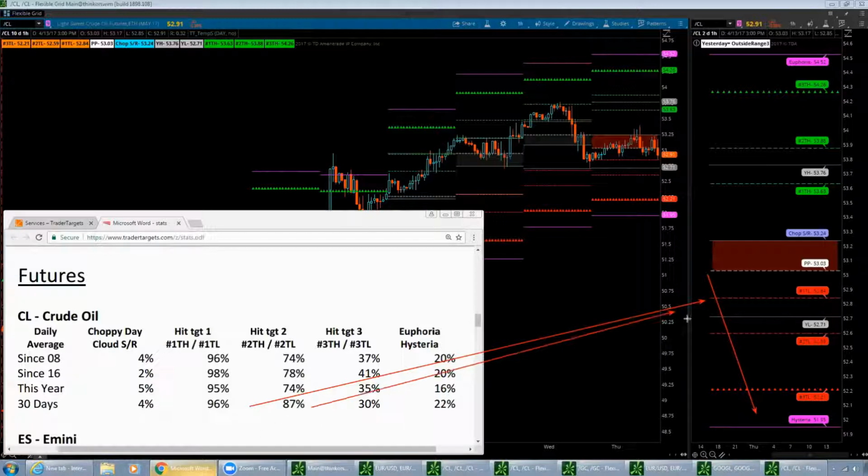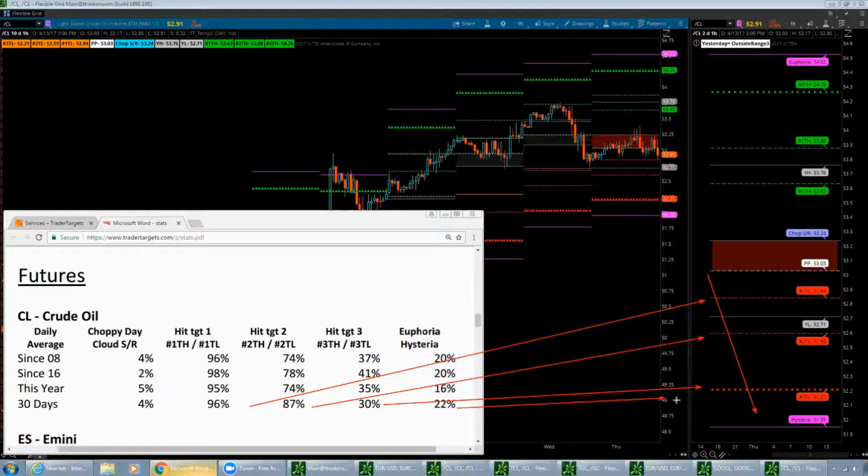There's an 87% chance you're going to get to 2, 30% chance you're getting to 3, and rarely, 22% chance, you're getting into the hysteria zone. Certainly this would be true if price got above this cloud. You would look to go to level 1, 2, 3, and then into euphoria.